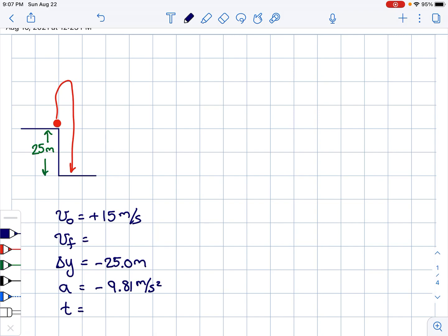So there's a couple of ways you can do this, but the most straightforward way involves two steps. So the first thing I'm going to do is solve this equation, v final squared equals v initial squared plus 2 times the acceleration times delta y, for the final velocity. So what I'm really going to do is find out what is the final velocity when it gets down here to the ground, okay? So to do that, algebraically, I've already got v final on the left side. I just need to take the square root.